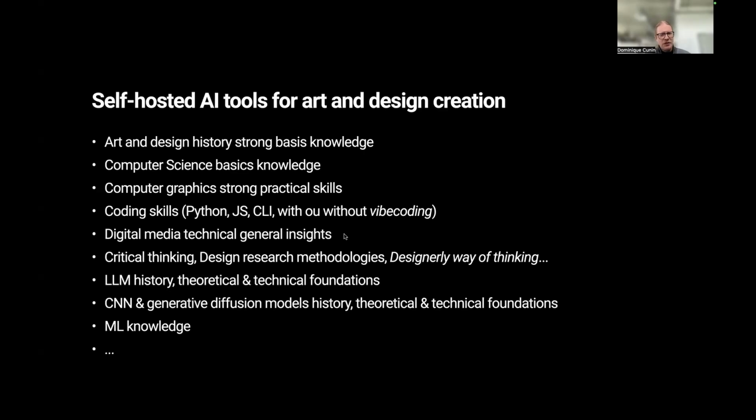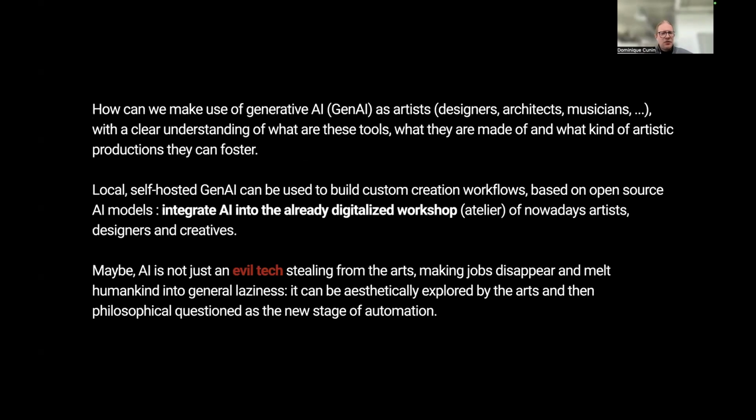So all this knowledge has to come from somewhere. The main topic of this speech is summarized here: how can we make use of Gen AI as artists, which is a broader acception of the word, of course. And I think we need a clear understanding of what these tools are and what they are made of, and what kind of artistic production they can foster. It's necessary for us to be aware of these facts.